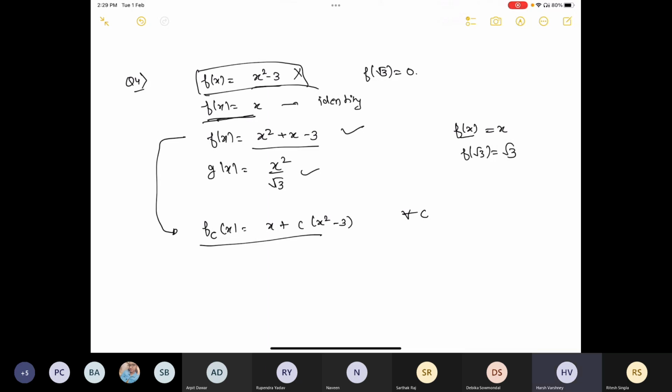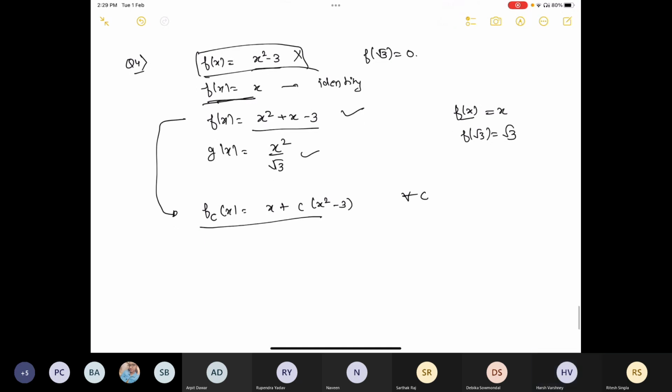Sir, for all, see how? So f dash root 3 is greater than 1 for c equal to 1, I think. I'm not asking about the convergence. I am saying for this function, f_c of root 3 will be root 3. That only I'm claiming.